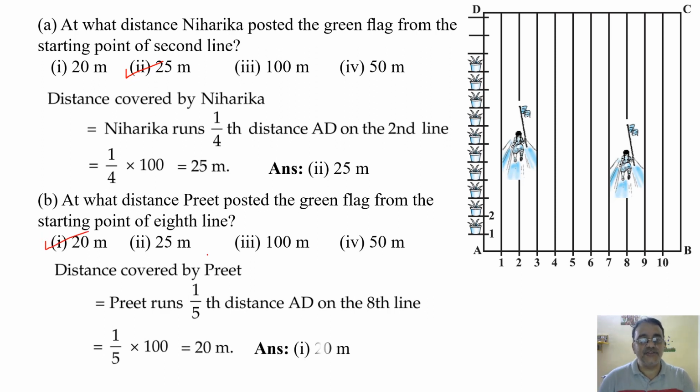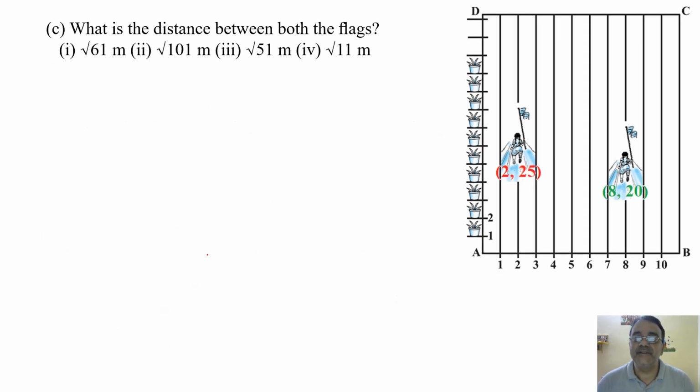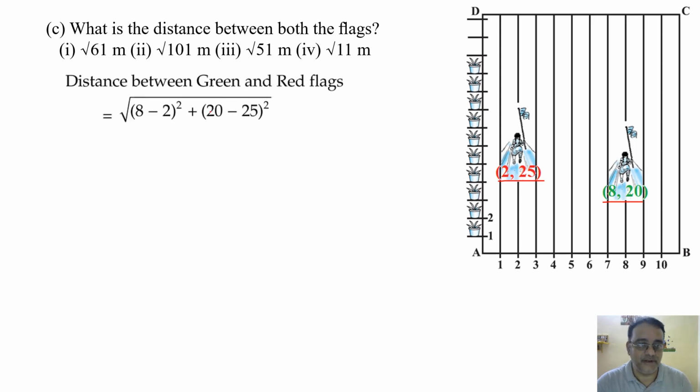Now this next question, what is the distance between both the flags? So पहले हम लोग दोनों का कोऑर्डिनेट्स लिखेंगे, एक का है 2, 5 और दूसरे का 8, 20. So डिस्टेंस निकालेंगे 8 minus 2 whole square plus 20 minus 25 whole square. So this will become 36 and this will become minus 5 square, 25. So 36 plus 25 is 61. So root 61 is the answer. And the correct option is the first one.